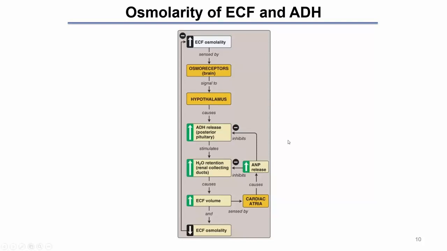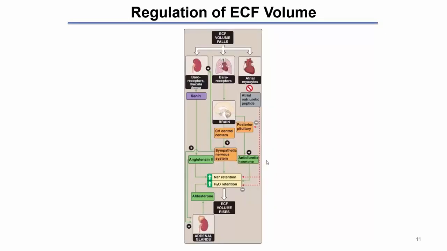In cases of hypervolemia, ECF volume and plasma volume will increase, ANP will increase, and that will cause a decrease in ADH, and that's how you bring down volume in the body, right? So make sure you know the actions of ADH as well as ANP.